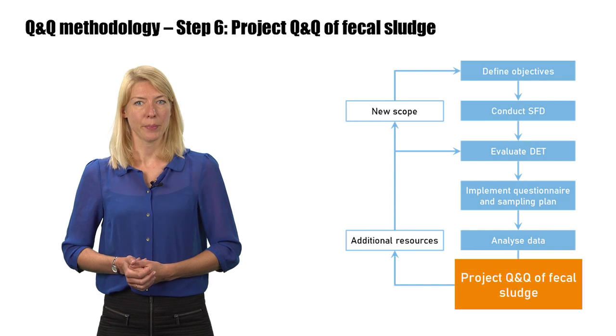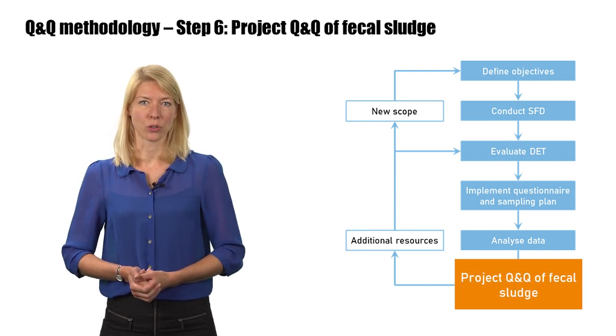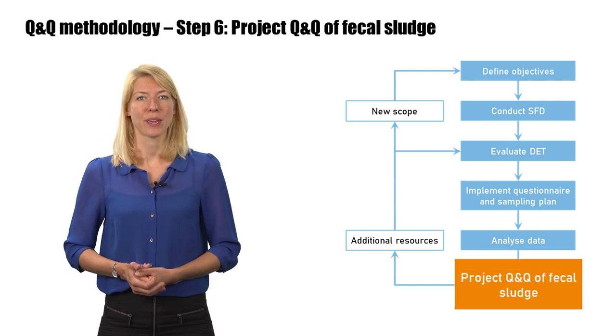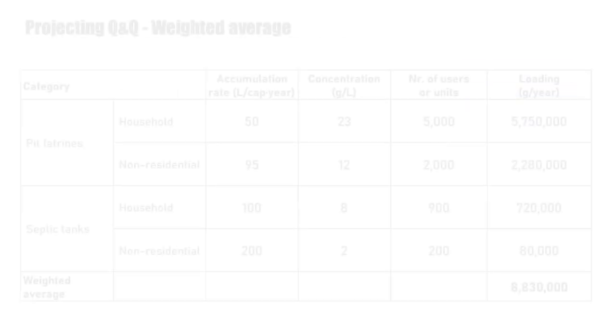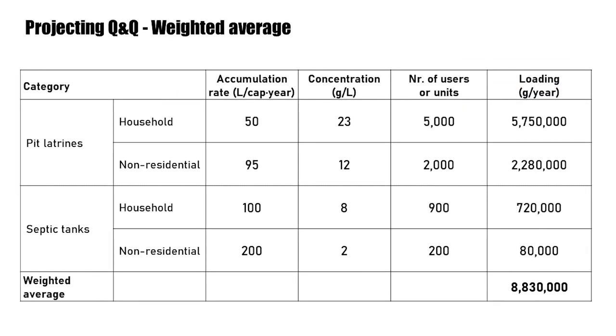In the last step, the data collected by category can now be used to make weighted averages. Collecting information on quantities and qualities together allows for estimating loadings, as done in this hypothetical example.